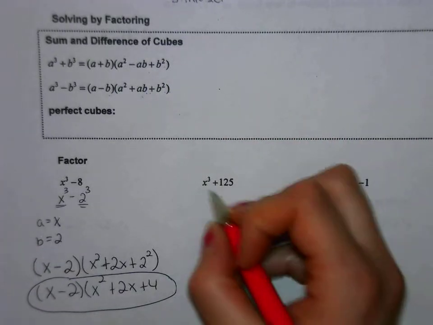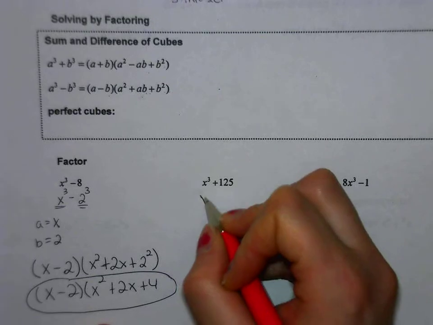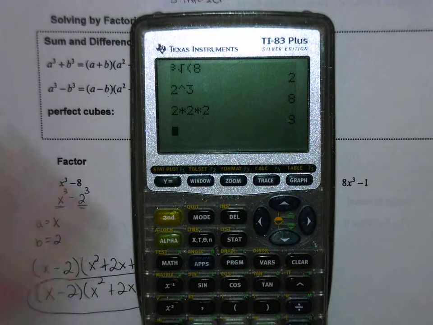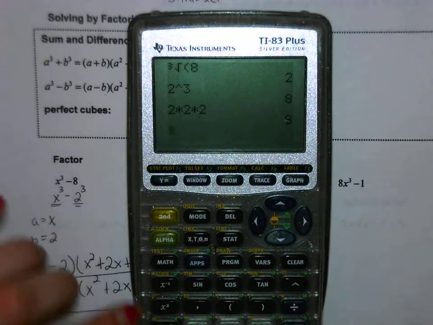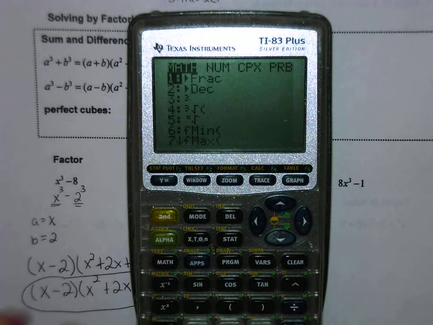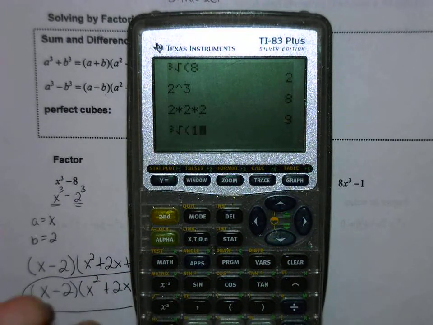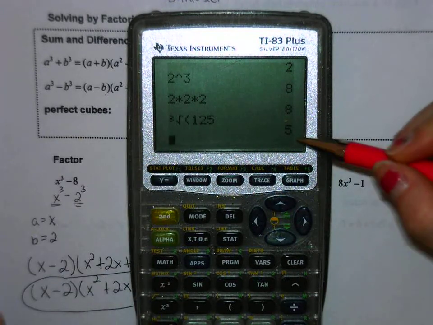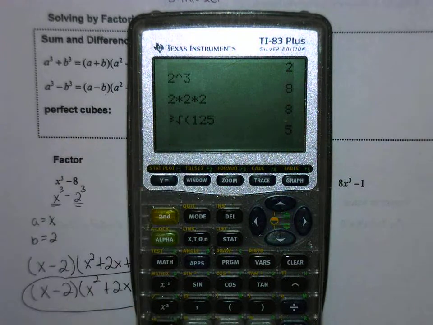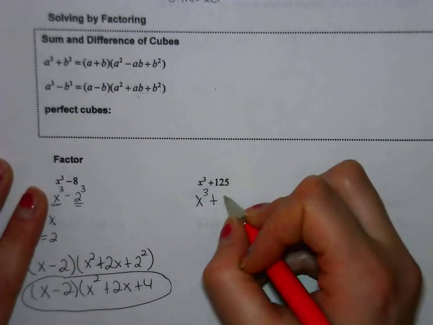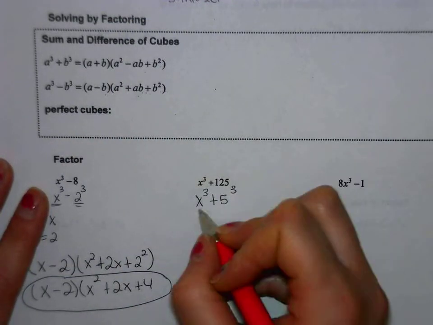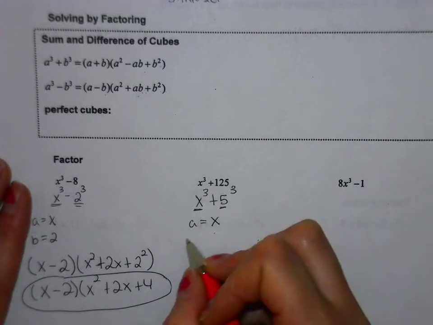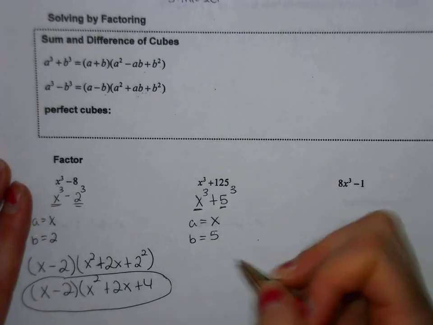Let's look at another problem. Right here, we have a 1 in front, so that doesn't change, it's x to the third, plus 125. So let's find the third root of that. So math, 4 and 125. So that means 5 to the third power is 125. So 5 times 5 times 5 is 125. So this is really 5 to the third power. A, b, so that means a equals x and b equals 5.